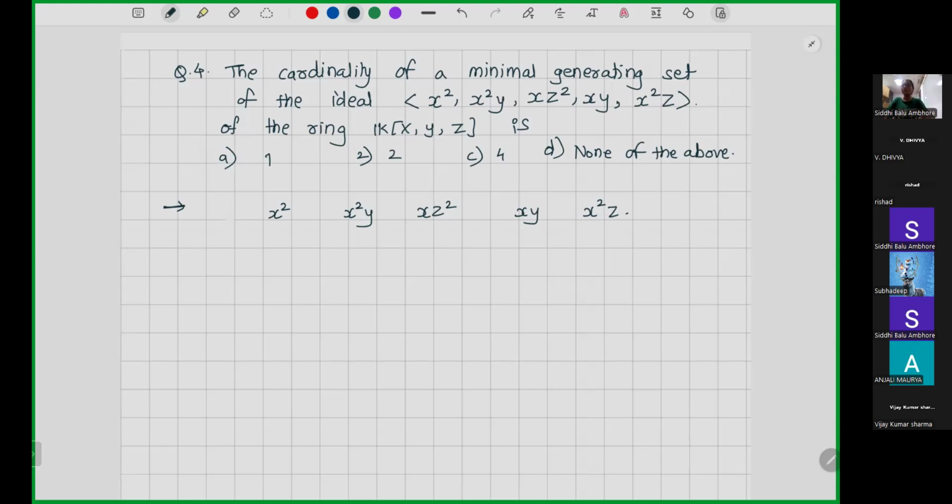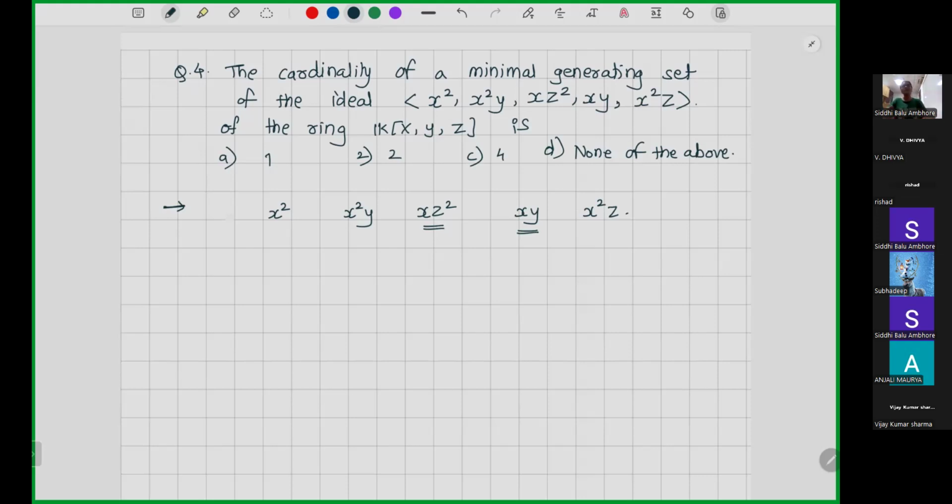Okay, your guess is 2 is the minimal generating set. So it must have 2. So which 2 elements are your guess? This one and this one, or these 2? Okay. Now, Rishad guessed 2 and Vijay guessed 3. So note that.